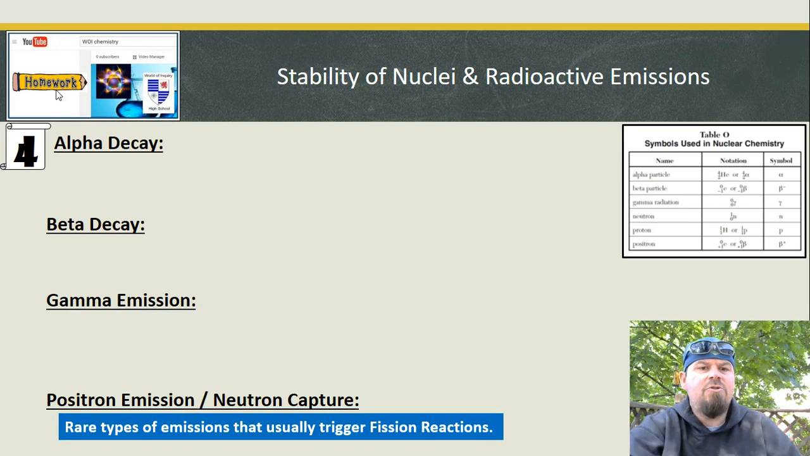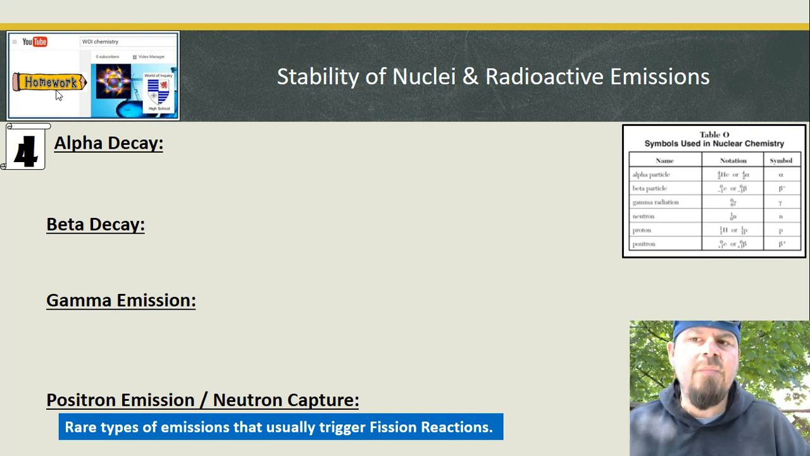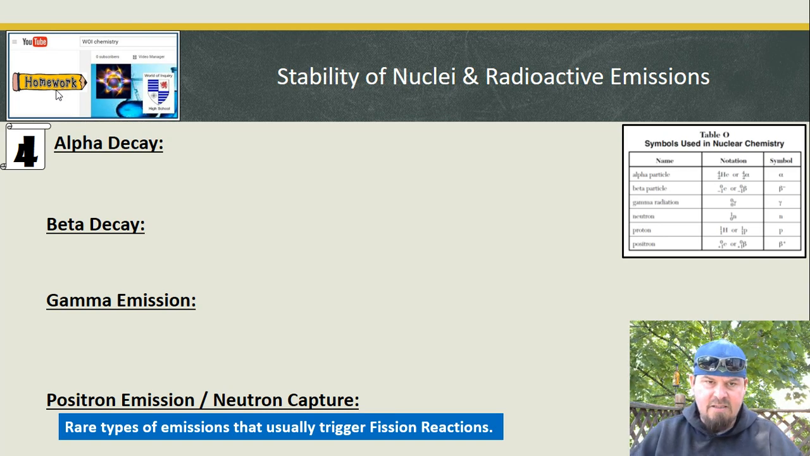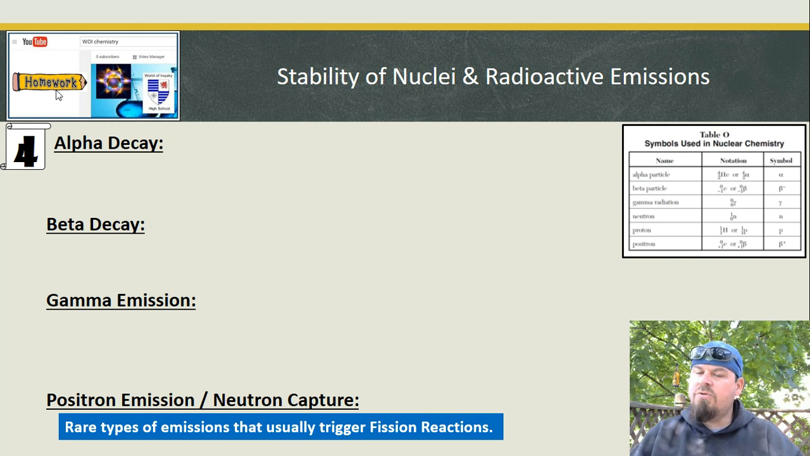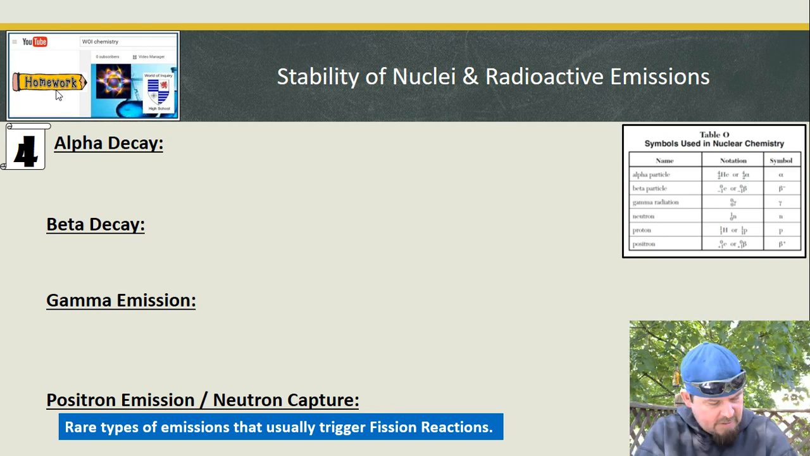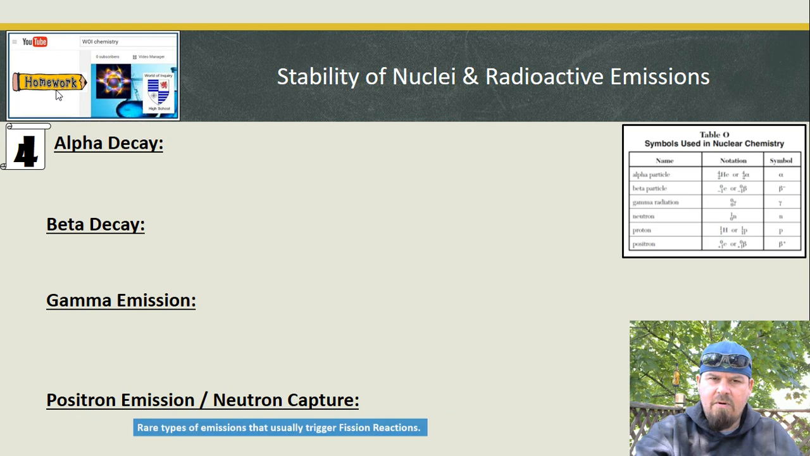Okay, and then positrons are these rare types. They usually trigger fission reactions, but a positron is going to look like a beta, except it's positive. So it's actually a positively charged electron, and I believe it has something to do with neutrons and like a neutron taking the negative charge off of an electron or something. I forget exactly. It's been a year since I delved into it, but there's a process of making them. So if you want to do a little extra, look up how positrons come to be. You can see the exact mechanism for it. It's kind of cute if I remember correctly.